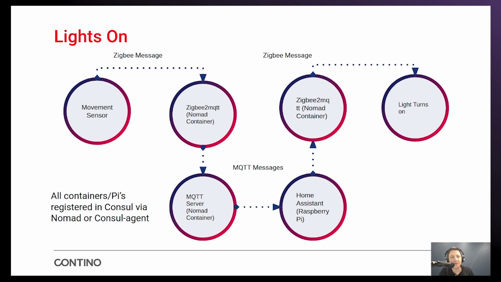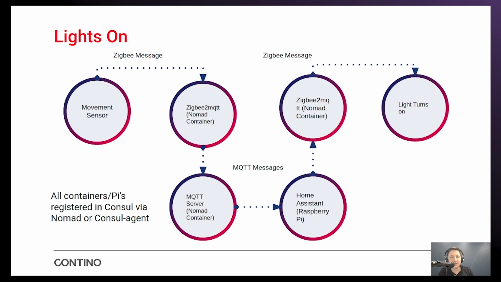But Home Assistant then picks up that message and says, okay, so from the movement sensor, I now need to turn a light on. So it sends an MQTT message back to Zigbee to MQTT, and Zigbee to MQTT sends out another Zigbee message to the light switch itself, which then turns the light on.